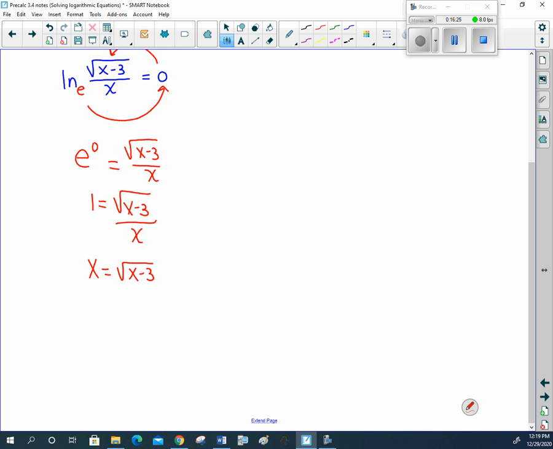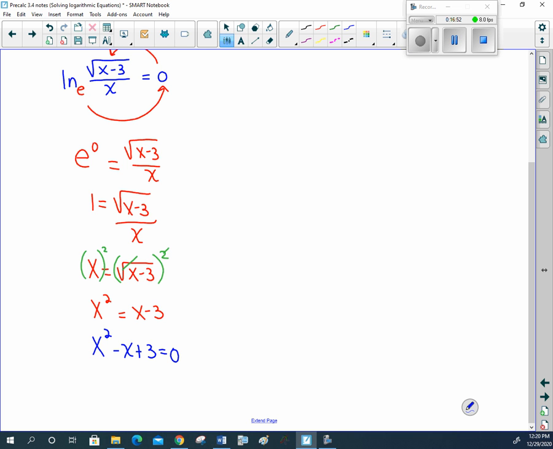Now I want to get rid of the square root symbol. So to do that, I'm going to square both sides. I'm going to have x squared equals x minus 3. Remember, we squared both sides right here so that we could get rid of the square root symbol. And now because I have a higher power, I want that to be equal to 0 and see if it'll factor. So x squared minus x plus 3 equals 0.